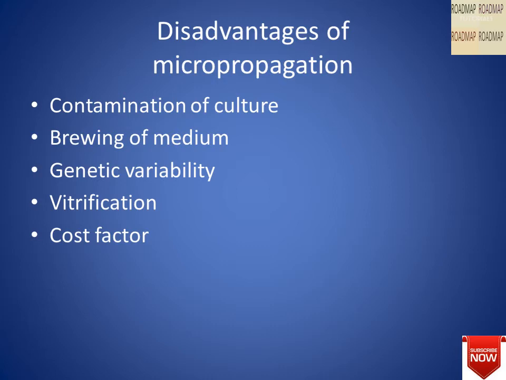Then the browning of medium. Micropropagation of certain plants is associated with the accumulation of growth inhibitory substances in the medium. Now these substances are phenolic compounds, and they can turn the medium into a dark color. We know that phenolic compounds are toxic and they inhibit the growth of tissues. So browning of medium can be prevented by the addition of ascorbic or citric acid to the medium. So this is the second disadvantage of micropropagation, that browning of medium.